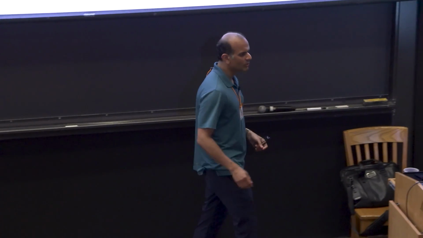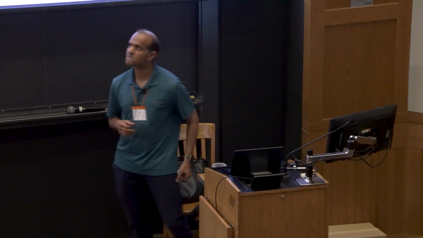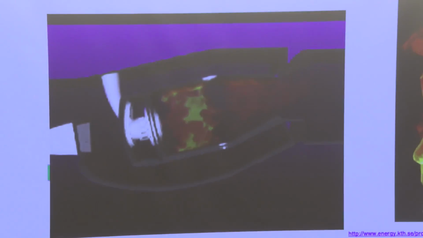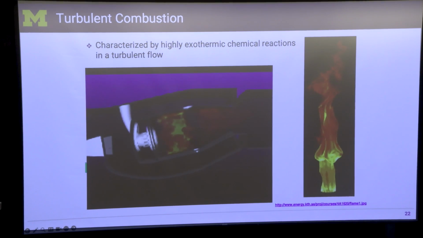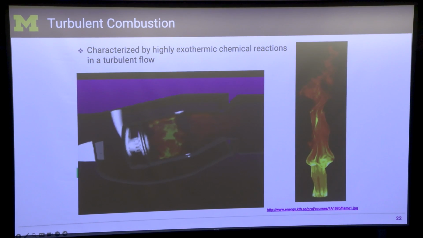So this is turbulence. We'll move to turbulent combustion. I have a movie here. I'm not sure if it's going to play, but I can try. So this is inside like an aircraft engine. That's a swirl injector. It's injecting liquid fuel, and then it burns there.